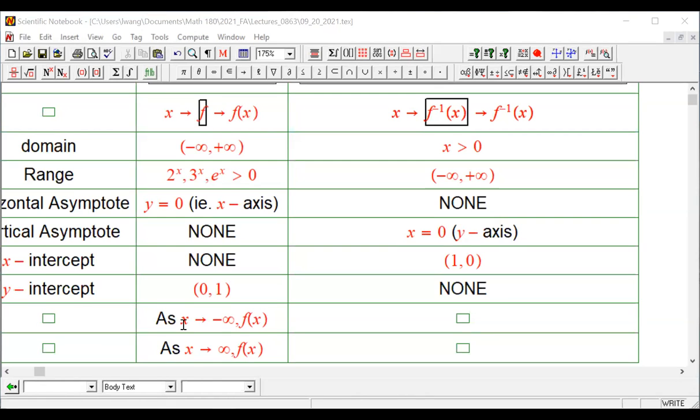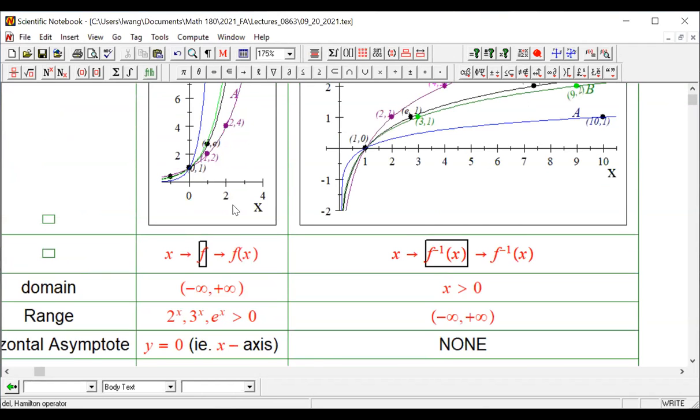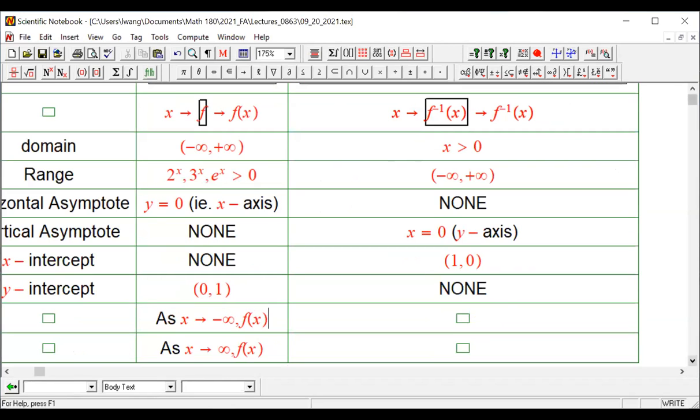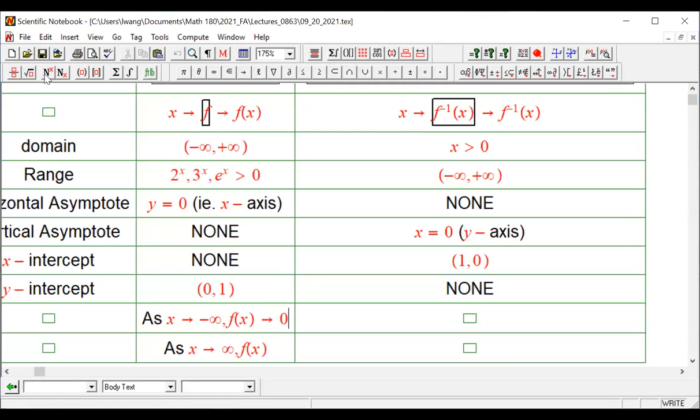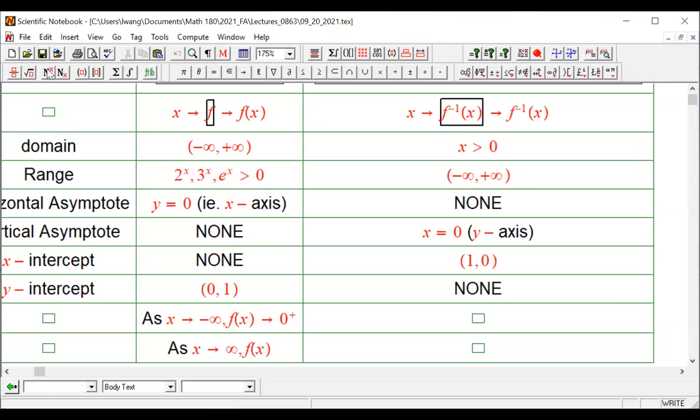As x approaching negative infinity, what happened to f of x if the exponential functions are considered? They all get lower and lower and lower, right? At this tail, I never touched the x-axis. Can get close to the x-axis as close as possible. I basically get you guys started. Are you guys awake? We did this, didn't we?